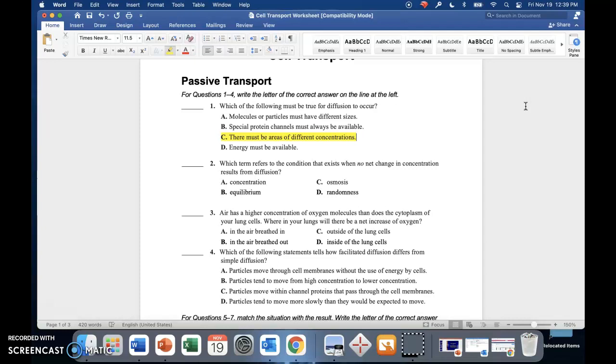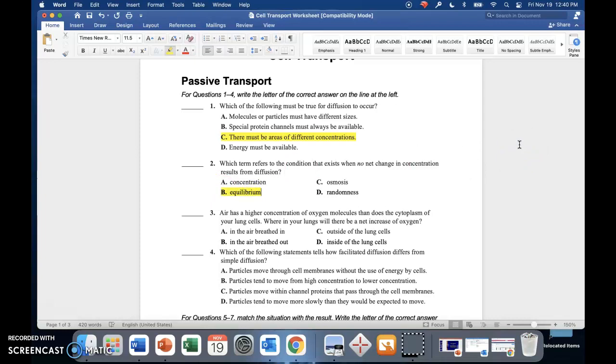Now, if there is a condition in which no net change in concentration results from diffusion, and that's actually what passive transport is trying to accomplish, that doesn't mean there isn't any movement of particles. It's just that the overall net difference stays the same, and that is what we call equilibrium. This is what the cell is trying to accomplish through passive transport.